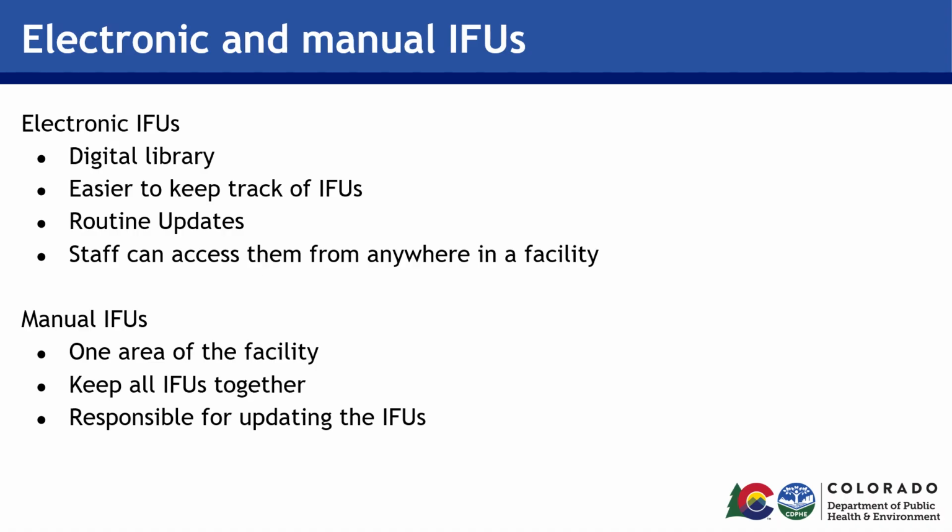Next, using a manual form such as a binder of IFUs is another option available to health facilities, as long as everyone knows where the binder is kept, as they are normally located in one centralized area of the facility. It's important that they are always kept together and that they are routinely updated with the most current instructions. This will mean that someone will need to be held accountable for manually printing them off or taking them from whatever device or product packaging to ensure it is the most up-to-date version.